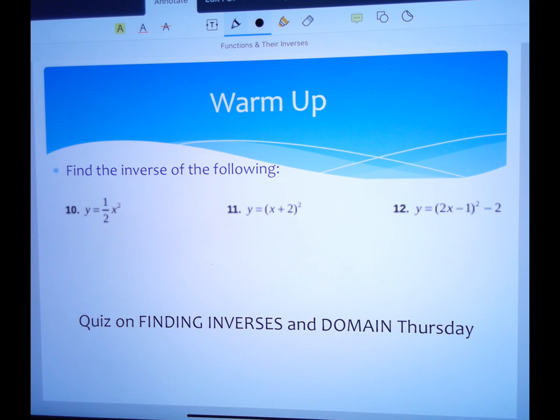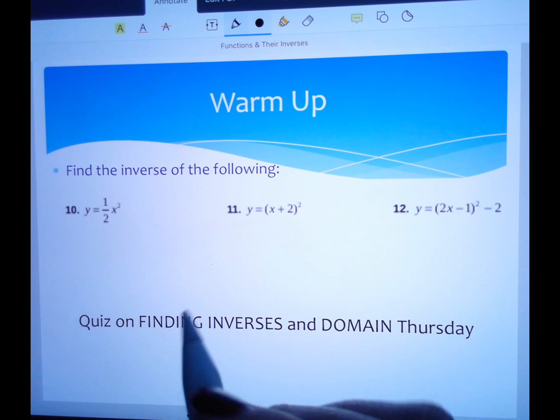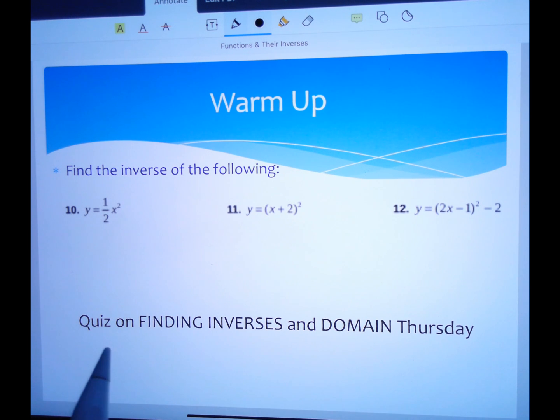We will have a quiz tomorrow on finding inverses and domain. So, pause right here, try this warm up, and then I'm going to go over it once you unpause it. That way you kind of see if you are messing it up, where you're messing it up at. So hopefully you paused, and we're going to check these.